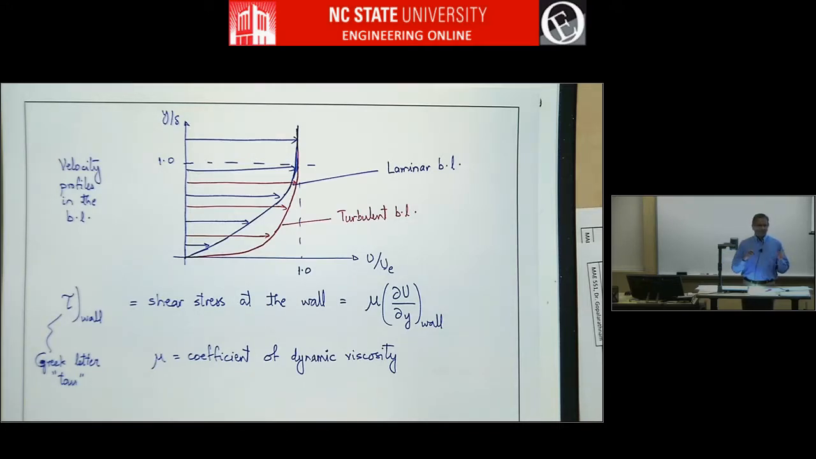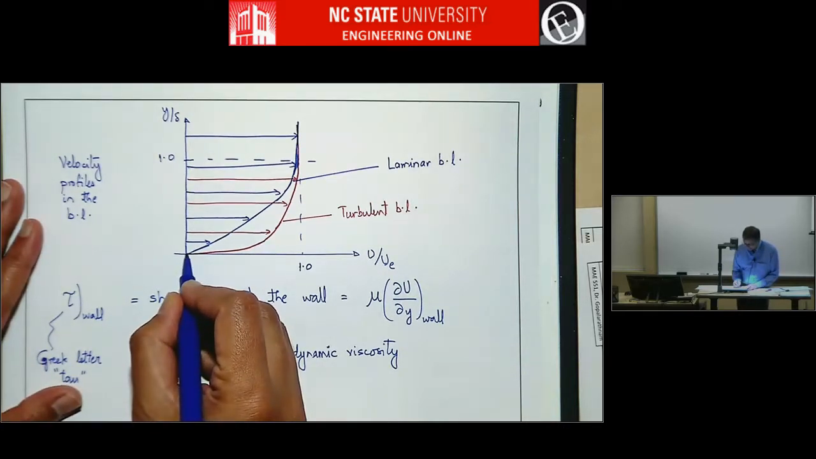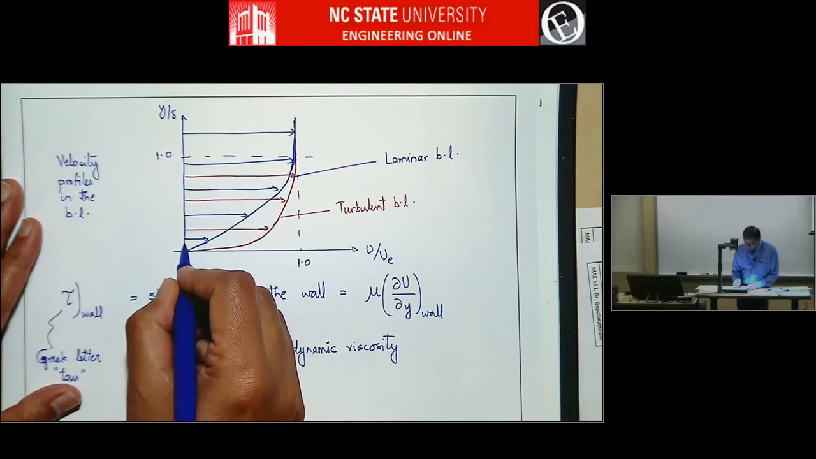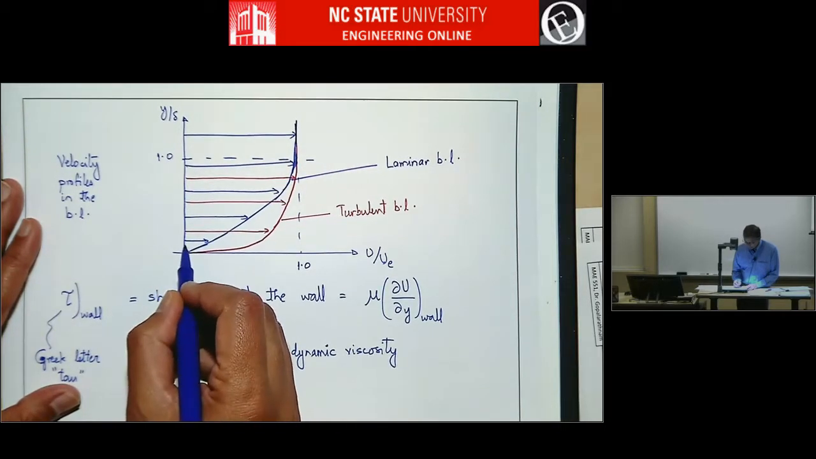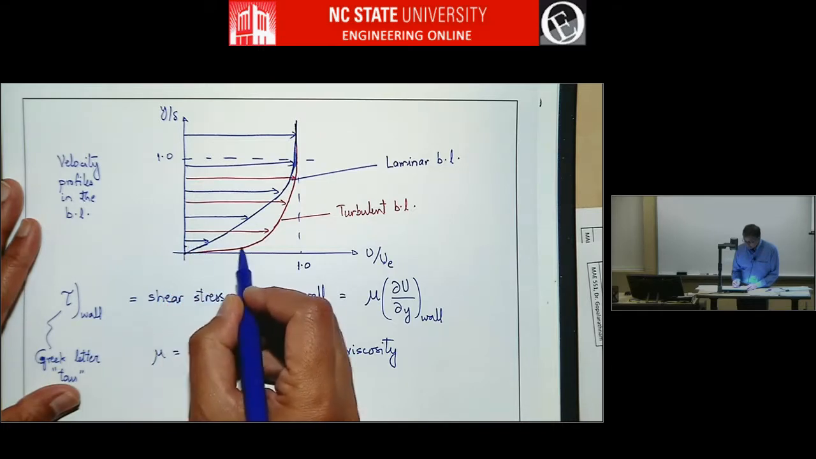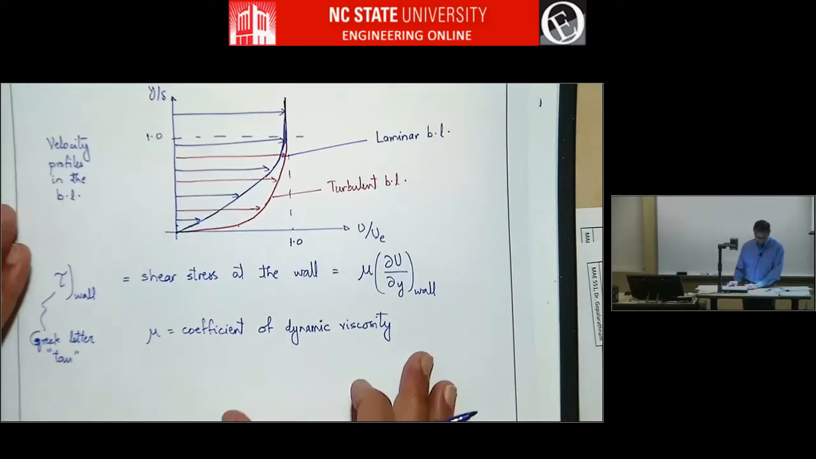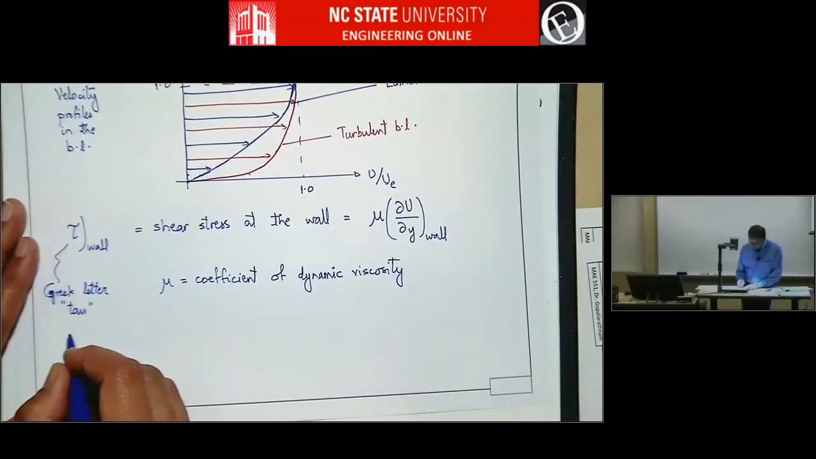Anybody want to change answers? You changed an answer, right? Okay, u equals 0 at the wall, so you go for a small y up in this plot, and laminar has got some du, turbulent has got more du. So du dy is greater for the turbulent boundary layer, right?